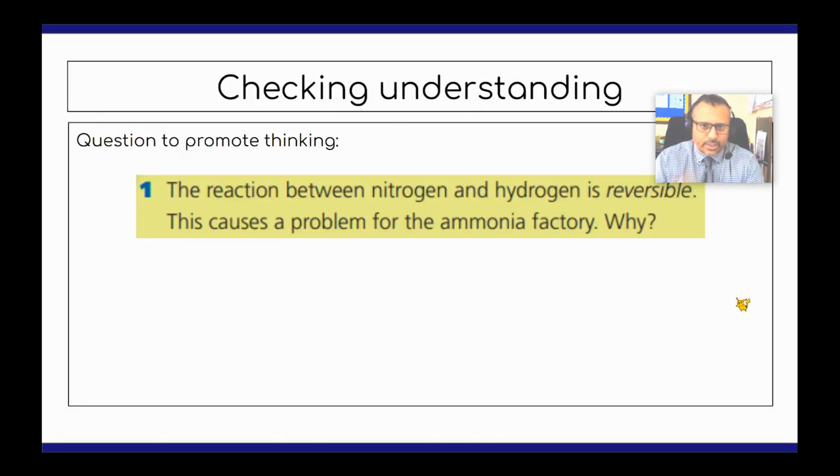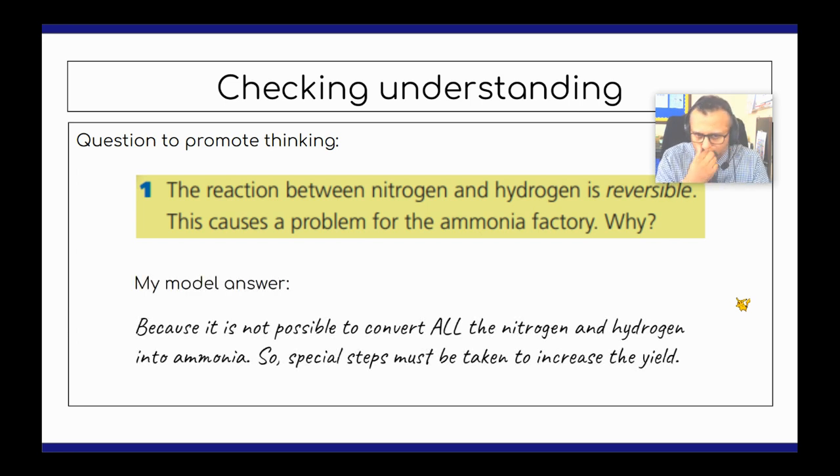So a couple of questions to help you promote your thinking. You can pause the video and have a go at this one. The reaction between nitrogen and hydrogen is reversible. This causes a problem for the ammonia factory. Why is that? So pause the video.